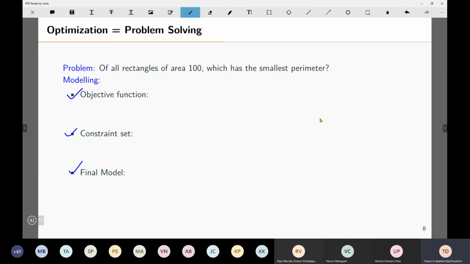So let us solve this problem. Let us not go too far. Of all the rectangles of area 100, which has the smallest perimeter? So first of all, draw the rectangle. Let us start with some hope. So let us draw some rectangle.